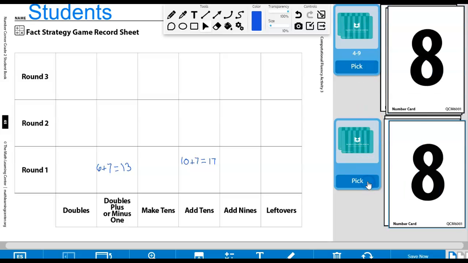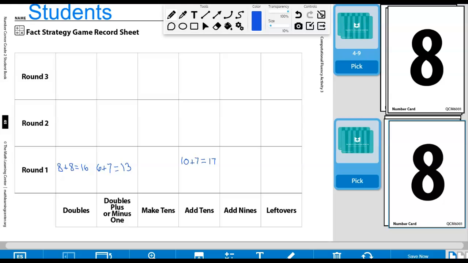An 8 and an 8. What do we have? If you were thinking a double, show a connection. We have a double. Let's throw it in. Think, think, think. What's our double? 8 plus 8. What's the answer? If you were thinking 8 plus 8 equals 16, excellent work. Give yourself a pat on the back.